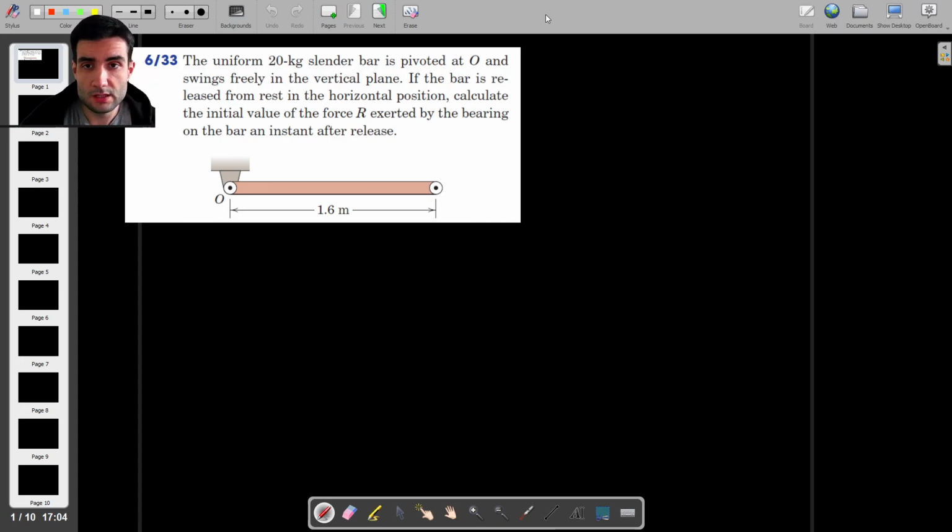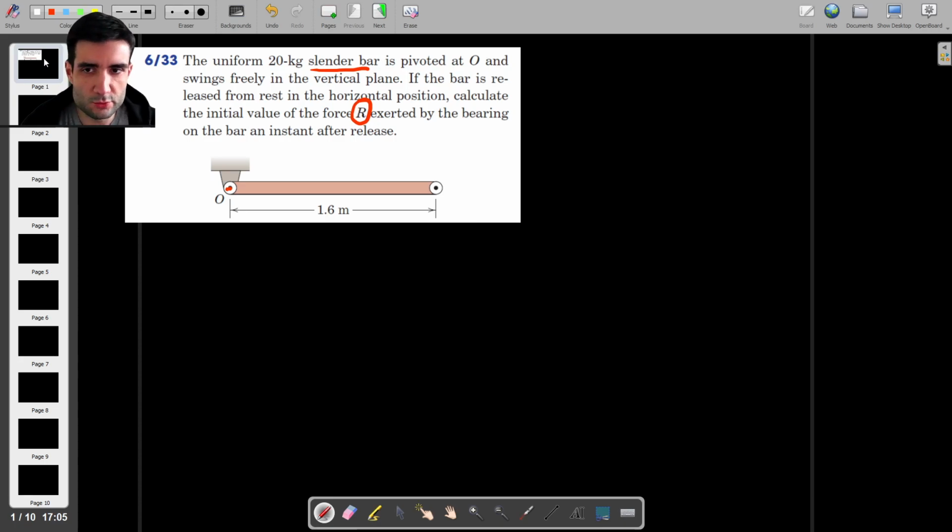So this question deals with a slender bar which has a mass of 20 kilograms and it's pivoted at point O and it swings freely in the vertical plane. Initially imagine that this bar is being held by someone and then it's released. The moment it's released, before it gets any angular velocity, the question is what is the reaction force exerted by the bearing on the bar? In other words, what's the reaction force at the hinge?